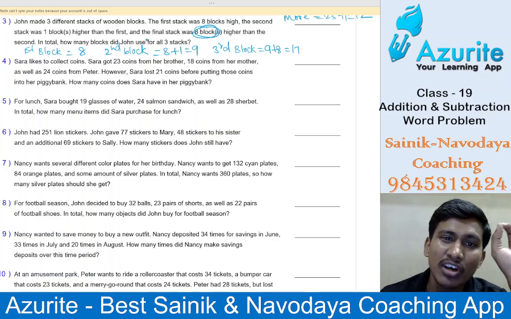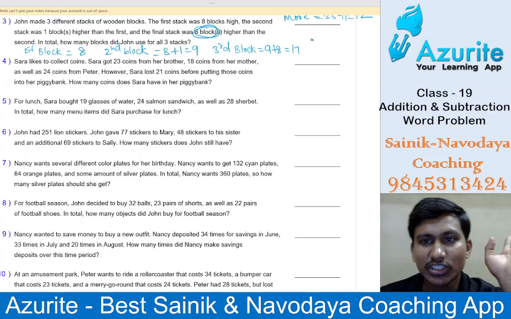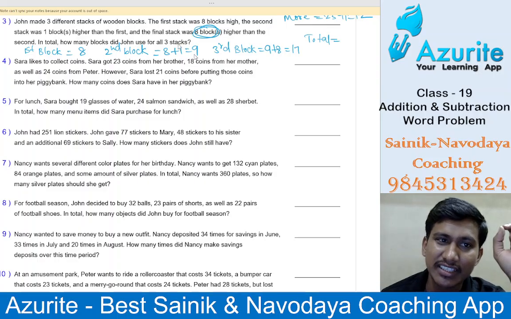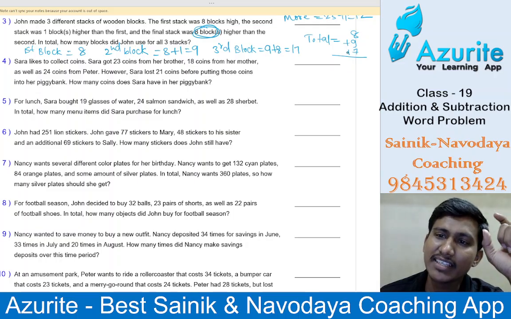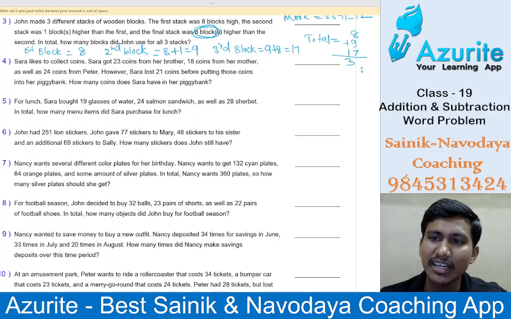Now how many blocks did John use in all 3? Total how many did he use? In the first 8 are there, in the second 9, in the third 17. Total, add it: 8 plus 9 plus 17. You just have to add all the numbers. 17 plus 17, 34 will be the answer.